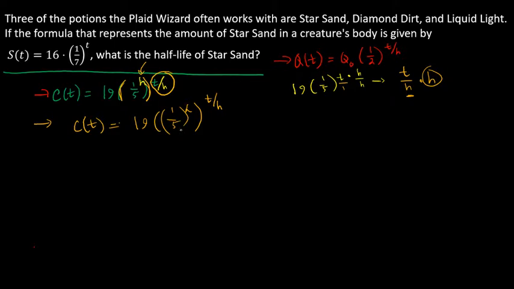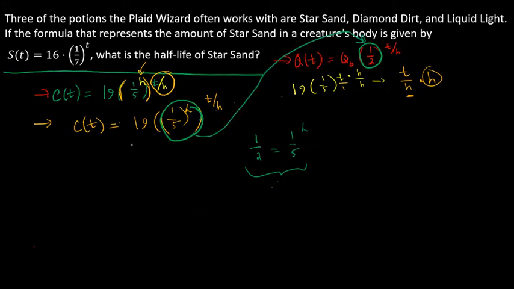Remember that I'm looking to figure out when the inside of this equals 1/2. So to rewrite this expression, if 1/2 equals 1/5 to the h, I'm saying for what value of h is this going to be true? Okay, for what value of h is this going to be true? Because again, I'm trying to get this in this format. So I'm looking for an h that's going to satisfy this.